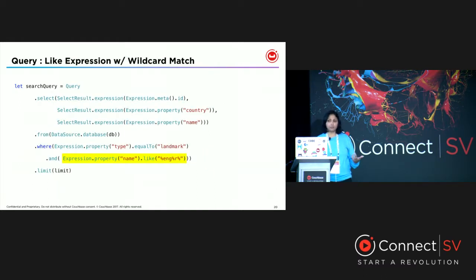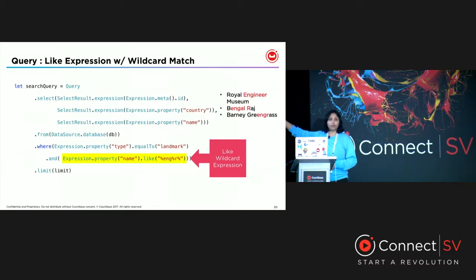But you probably want more flexibility, and you can do that using wildcard matches. Use the percentage sign before, after, or anywhere in the like expression. In this particular example, it's going to match all of these. You're going to get Royal Engineer Museum, where it's in a single word. It can be split up among words. The second name, Bengal Raj, you can see still matches ENG wildcard R. It's split up between two words. And the third one, because the percentage is a wildcard, it matches zero or more characters.